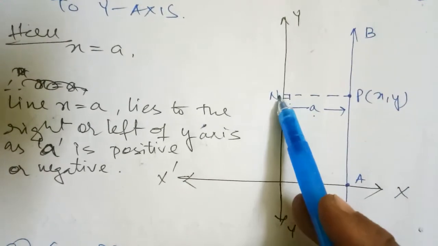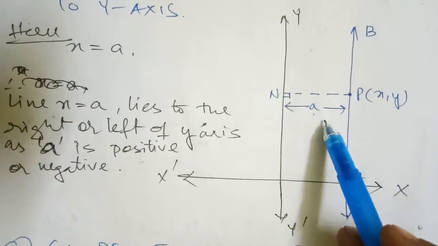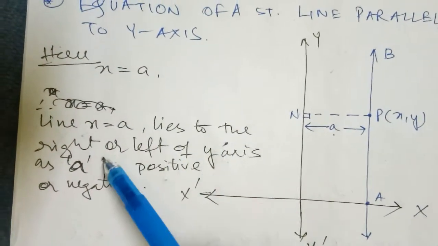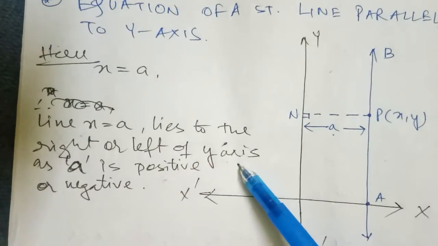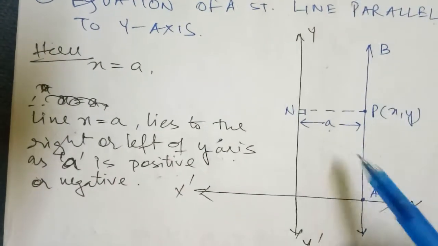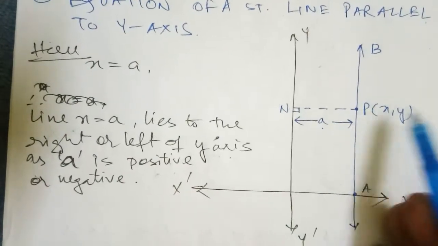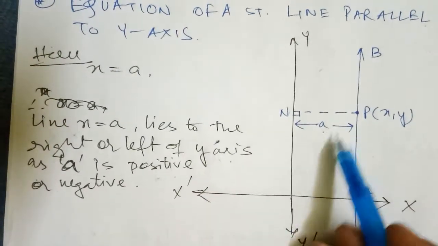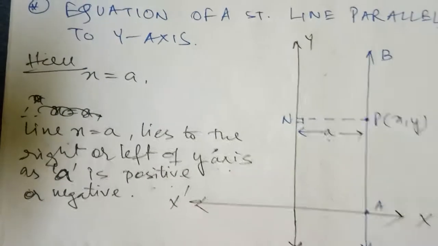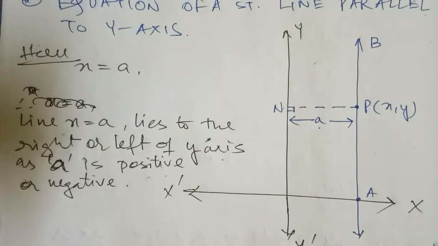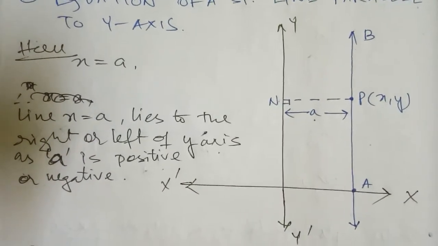Now that means we can say this is totally x equals a. The line x equals a lies to the right or left of the y-axis, as a is positive or negative. If it is positive, it will come on this side. If it is negative, it will come on this side. It depends on whether the value of a is positive or negative. Same thing we have done for y equals b, that depends on the positive or negative value. Same thing here also.